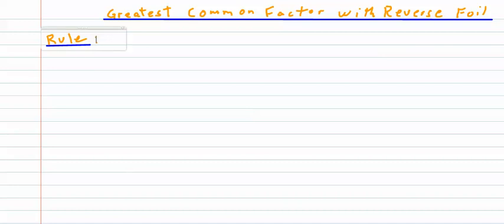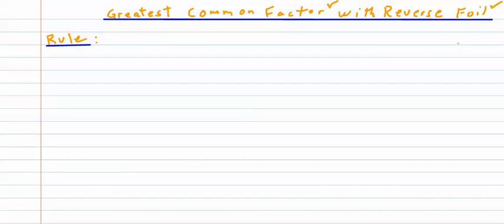This is another short video presentation on factoring. Today we're going to look at just combining what we've already done. We've factored with the greatest common factor, which is the first way we factored. And then we factored with reverse FOIL. Now we're going to do problems that have both greatest common factors involved and reverse FOIL.